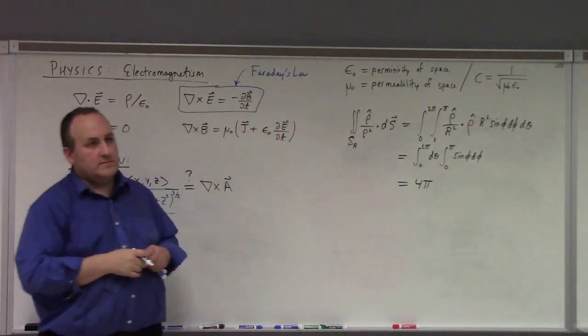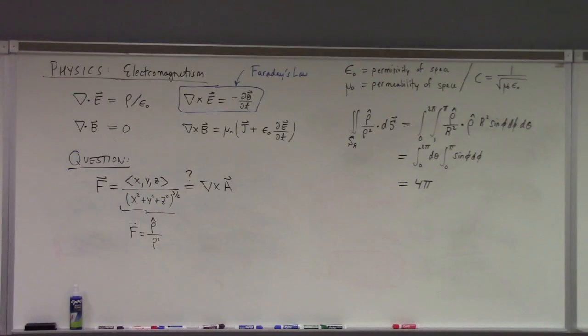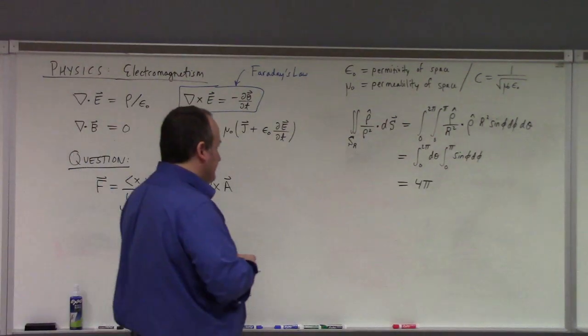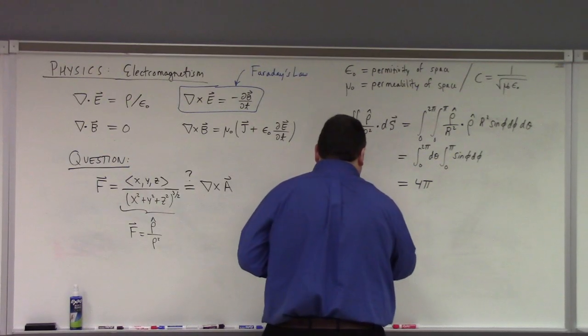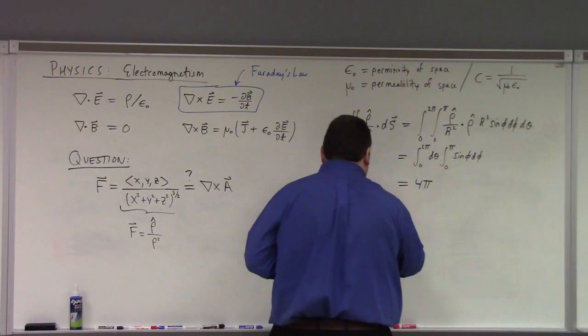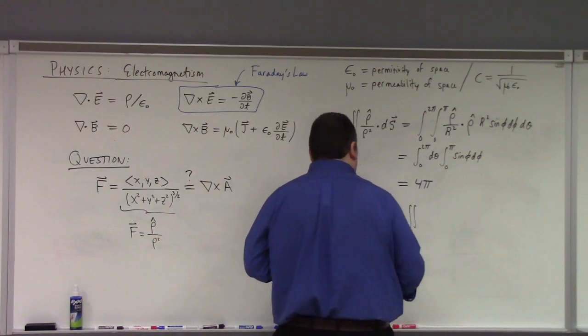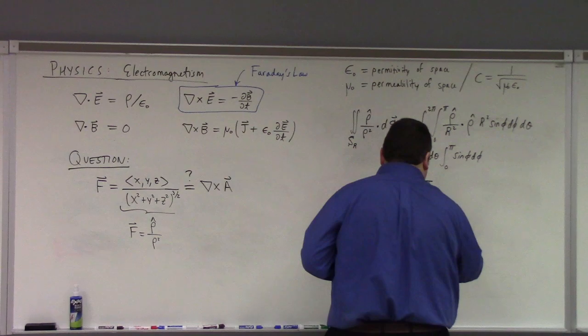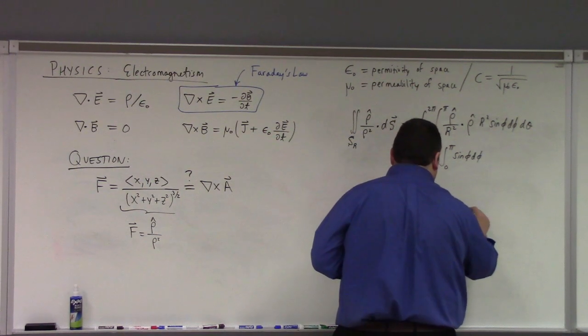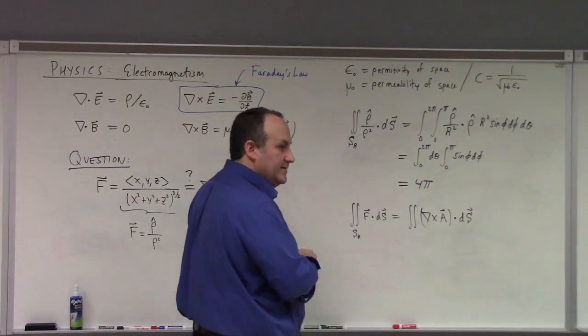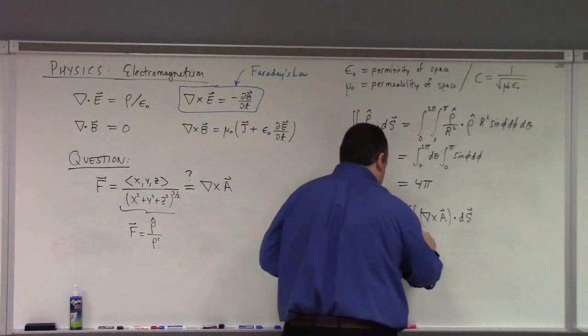The flux of the unadorned Coulomb field, the unit charge field, is 4 pi. But on the flip side, we can look at this. Suppose that you've got a vector potential. What would that mean? I can replace F with the curl of A, right? And then what could I do?